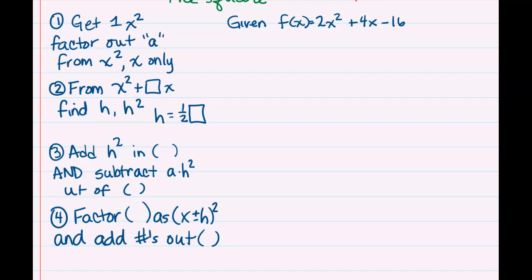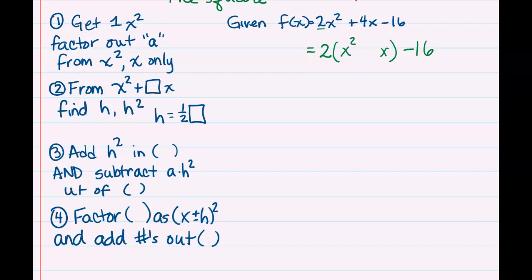The very first thing we want to do is to get 1x squared, which means if you have a number in front, which we do, that's this 2 that we have, we're going to have to factor it out of the x squared and the x. So let me show you what we're going to do. Because we have this 2, we're going to do a GCF of 2 from both the x squared term and the x term. Notice we're not going to do it for the 16. The 16 we leave on the outside of our parentheses.